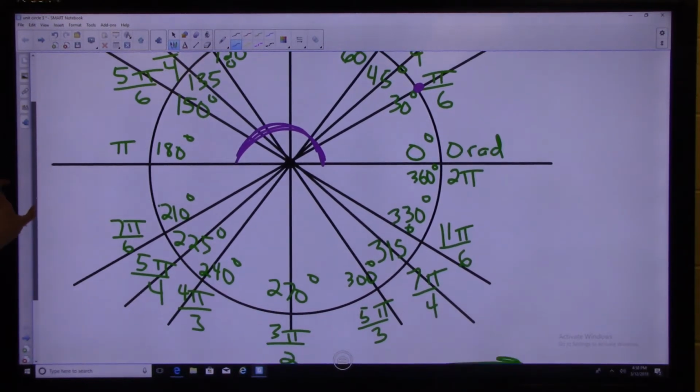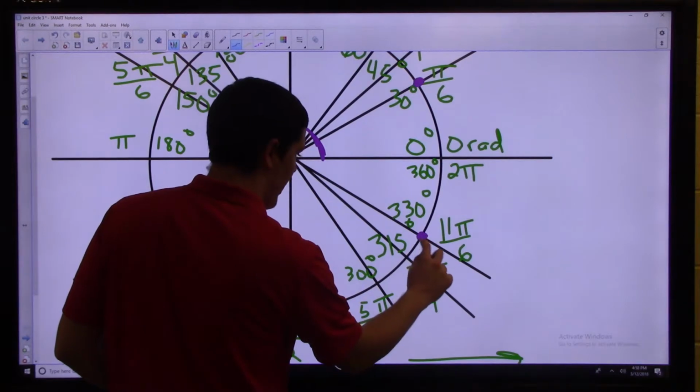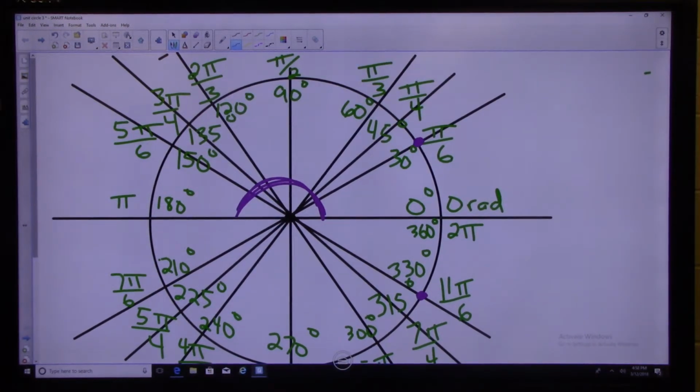Sorry, I got birds again. And then the bottom here is going to be 11 pi over 6. Those two would answer the question. Sorry, let me say that again.